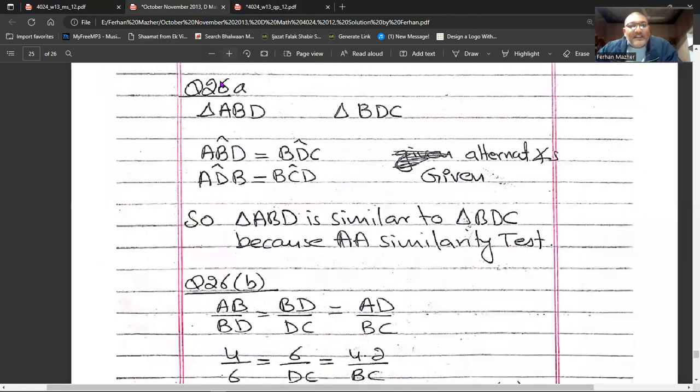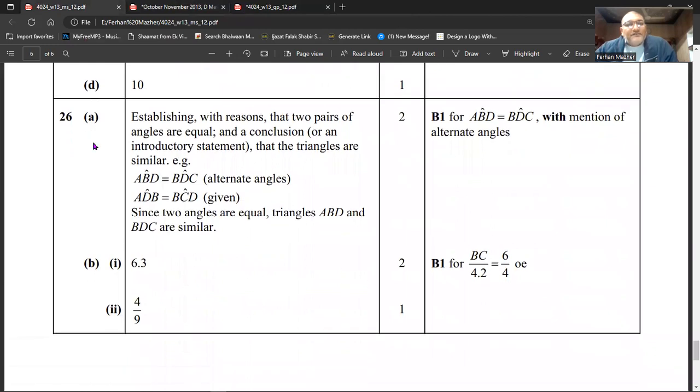So we are comparing two triangles, triangle ABD and triangle BDC. Angle ABD equals angle BDC because they are alternate angles. Angle ADB equals angle BCD, which is given in the question. So triangle ABD is similar to triangle BDC because of the angle similarity test. If two angles are the same in two triangles, they are similar because the third one will automatically be the same. That's the answer. We have done that.